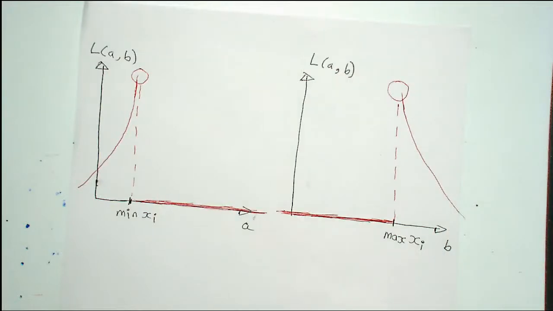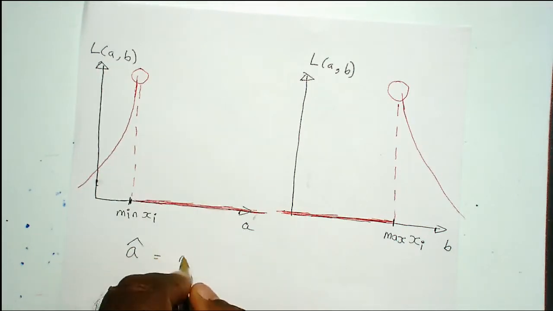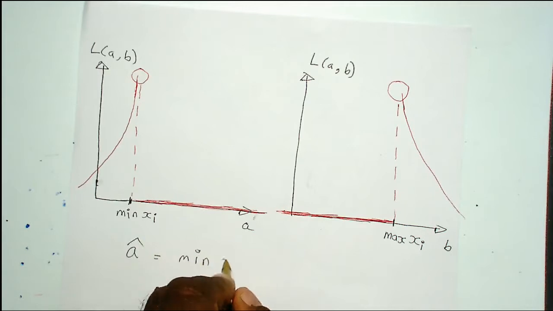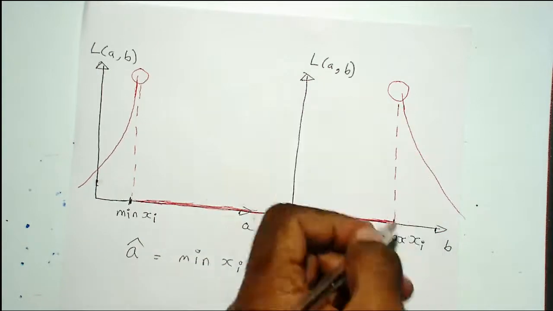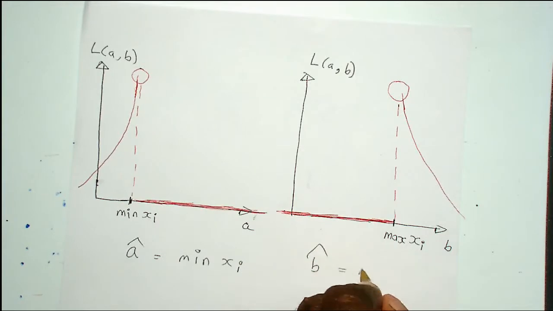Therefore, according to this graph, the MLE for A is the min of xi, and according to this graph, the MLE for B is the max of xi. Is that clear, guys, or not? So this answers the example.